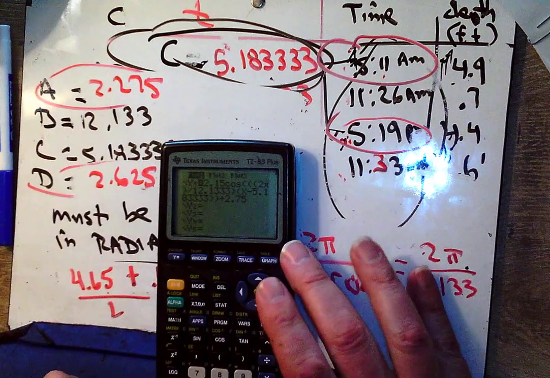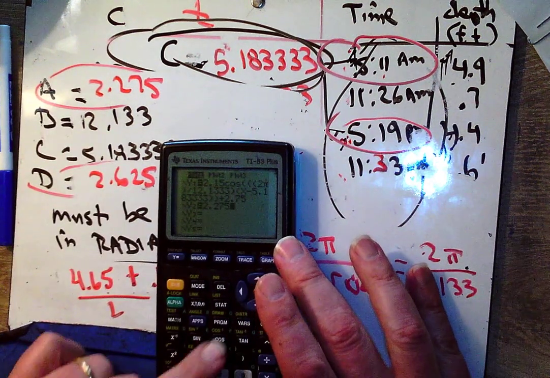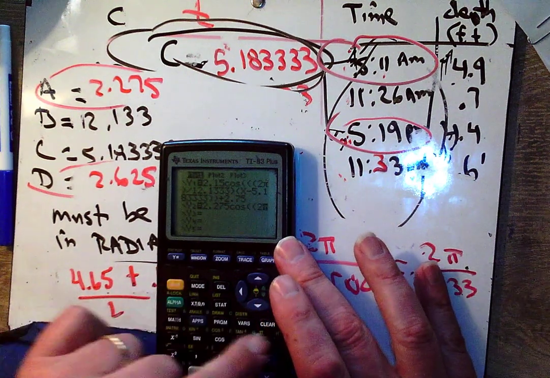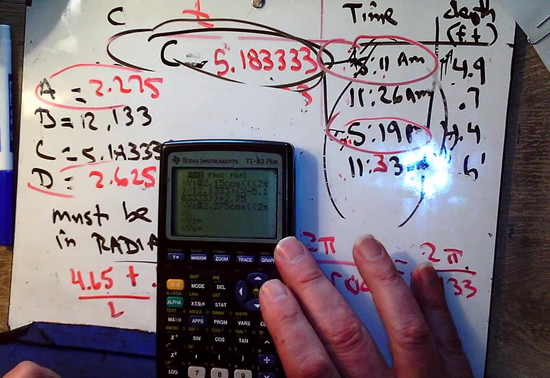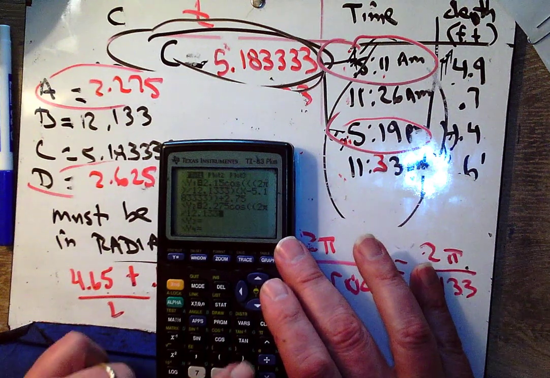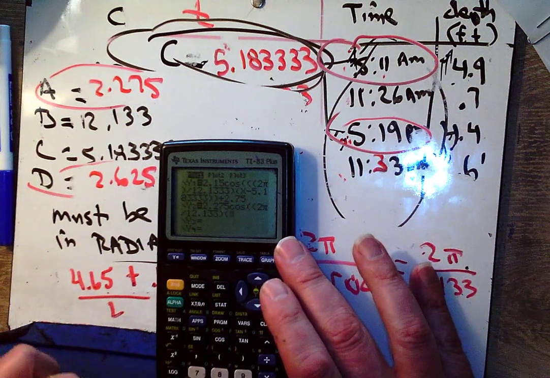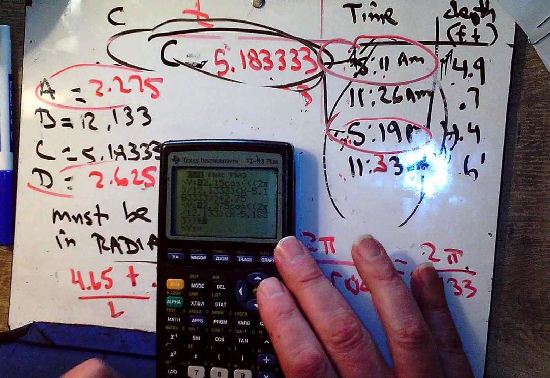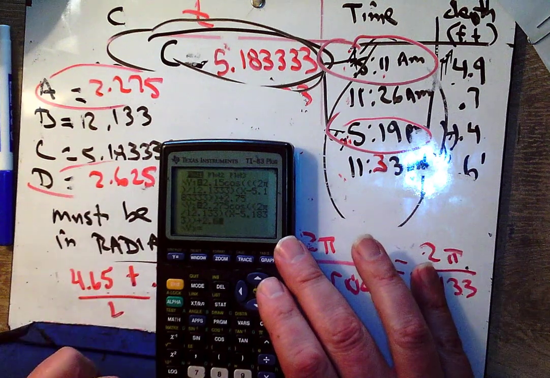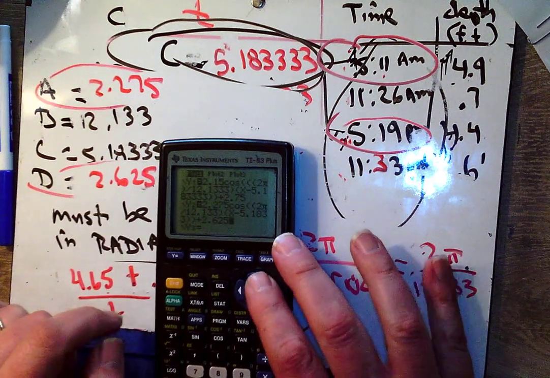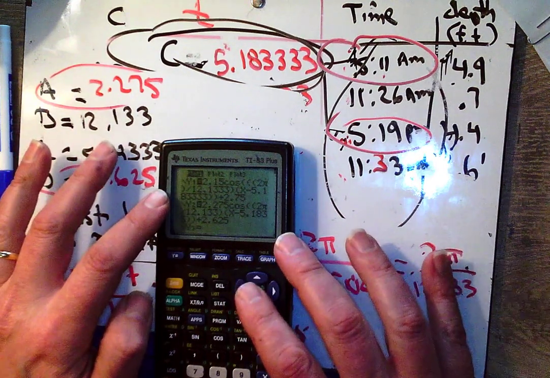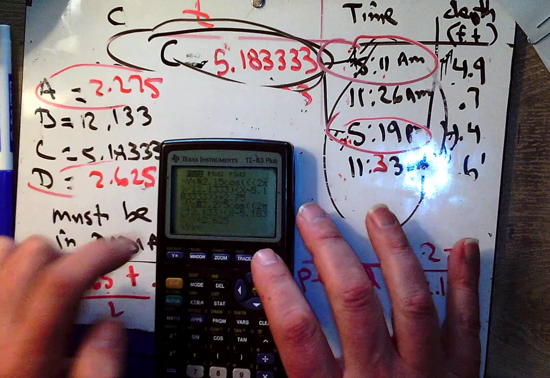And let's type in our new function. 2.275 cosine of 2 pi divided by 12.133, x minus 5.18333, close 2 parentheses, plus 2.625. Now I'm actually going to leave this one off for a moment and just graph the second one.